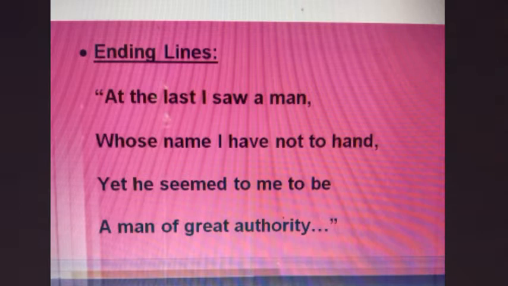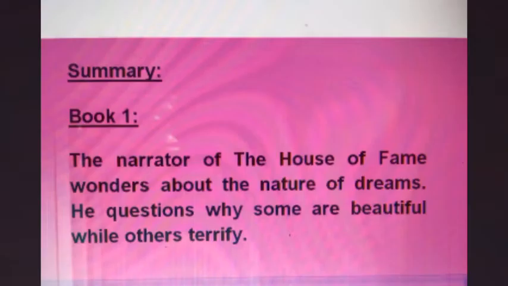Now let's analyze the summary of the work. So remember, the book is divided into three. The poem, The House of Fame, is divided into three books. First one, book first.